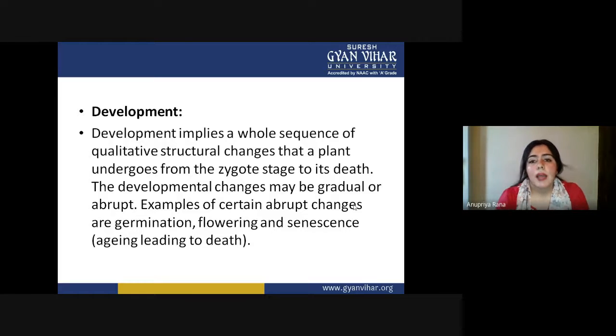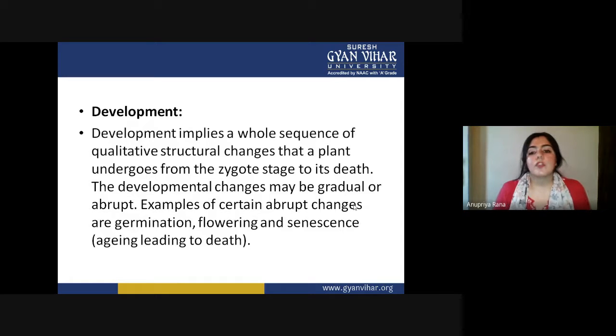So development implies a whole sequence of qualitative changes that a plant undergoes from its zygote stage to its death stage. Growth deals with quantitative features, while development deals with quality. If we are differentiating between quantity and quality, quantity deals with growth, quality deals with development. So the whole process of development is based on the qualitative structure of a plant.